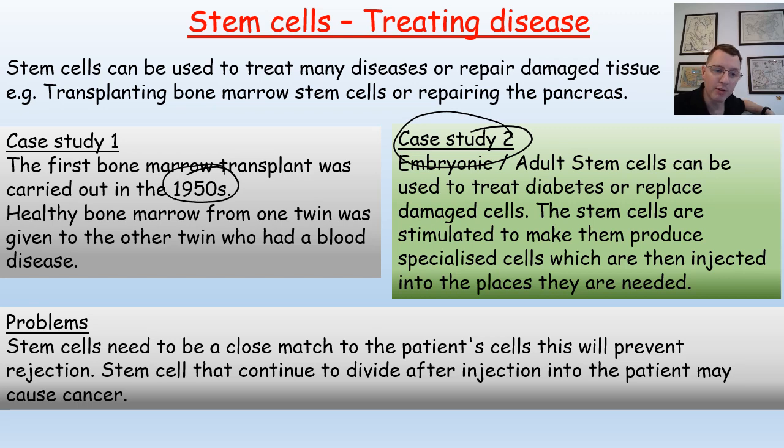One problem with all of this is that stem cells need to be a very close match to the patient's normal cells. Otherwise, the white blood cells will recognise the foreign antigens and recognise these cells as being foreign and begin an immune response to try and destroy them. This is called rejection. Stem cells that continue to divide after the injection into a patient may also cause cancer, and this is a problem. Cancer is uncontrolled cell division, and you might end up with a ball of cells which damage the tissue around them, creating disease.